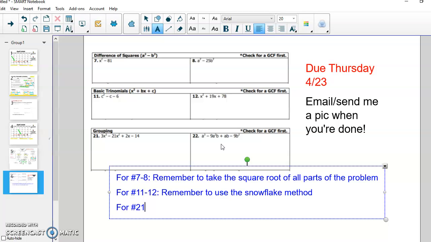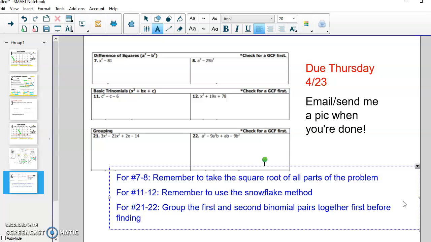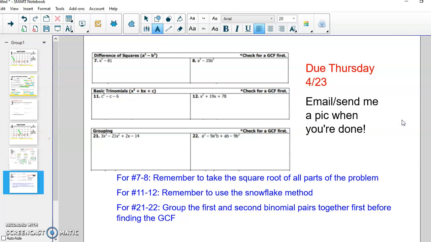And for number 21 and 22, you want to go ahead and group the first and second binomial pairs together first. Okay, so we want to do that grouping first before we go ahead and find the greatest common factor. Okay, so just a couple quick reminders for you as you're working through these problems.